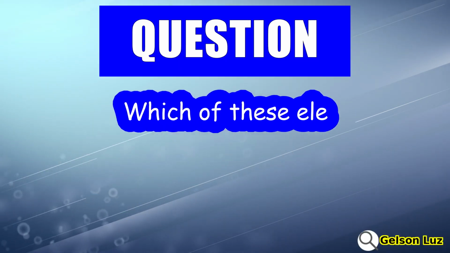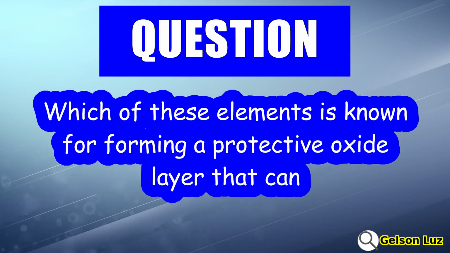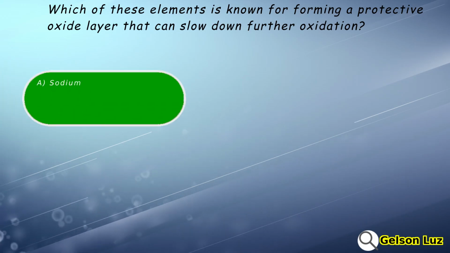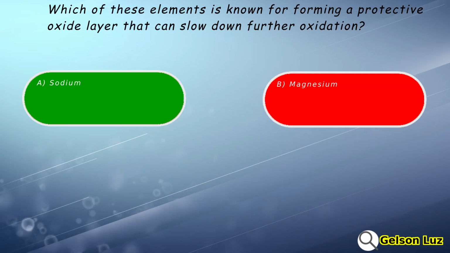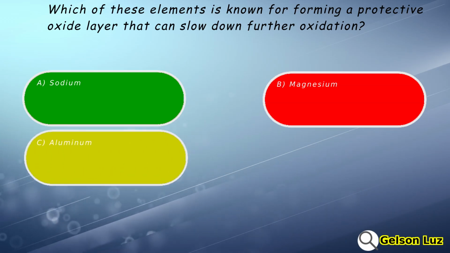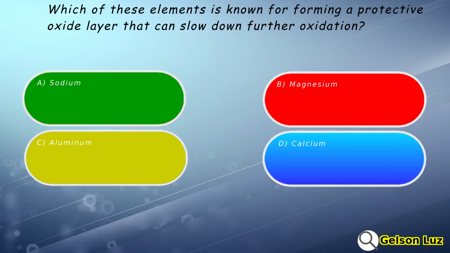Today's video is packed with easy exercises about high temperature, oxidation and corrosion. Which of these elements is known for forming a protective oxide layer that can slow down further oxidation? A. Sodium. B. Magnesium. C. Aluminum. E. Potassium.